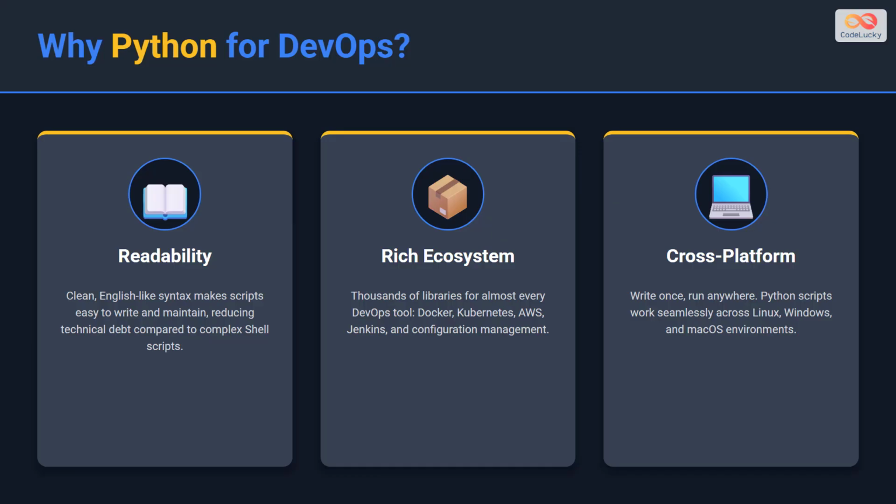So, why is Python the preferred choice for many DevOps engineers? First, its readability is unmatched. Python reads almost like English, making scripts easy to maintain compared to complex shell scripts. Second, it has a massive ecosystem of libraries for everything from Docker to OS. And third, it is cross-platform, meaning your scripts run seamlessly on Linux, Windows, and macOS.